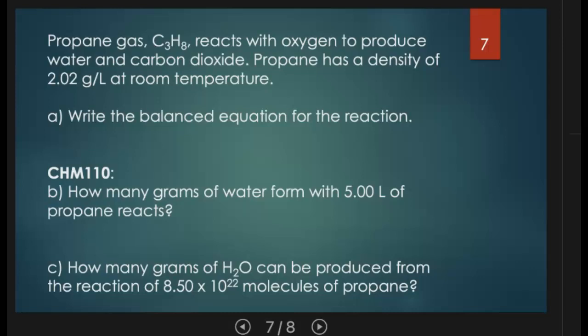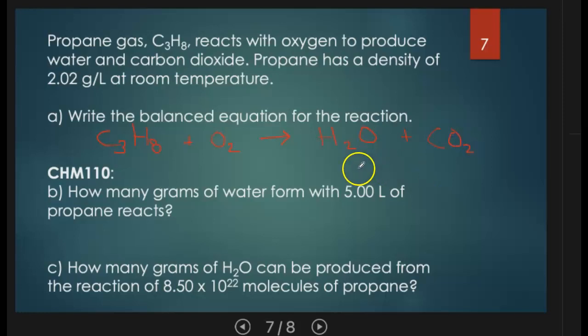So propane gas reacts with oxygen to produce water and carbon dioxide, and propane has a density of 2.02 grams per liter at room temperature. So write the balanced equation. We're going to start with propane, which they tell us is C3H8. That's going to react with oxygen. So plus, remember oxygen is diatomic, so that's going to be O2. And we're going to produce water, H2O, and carbon dioxide, CO2. So of course that's complete combustion.